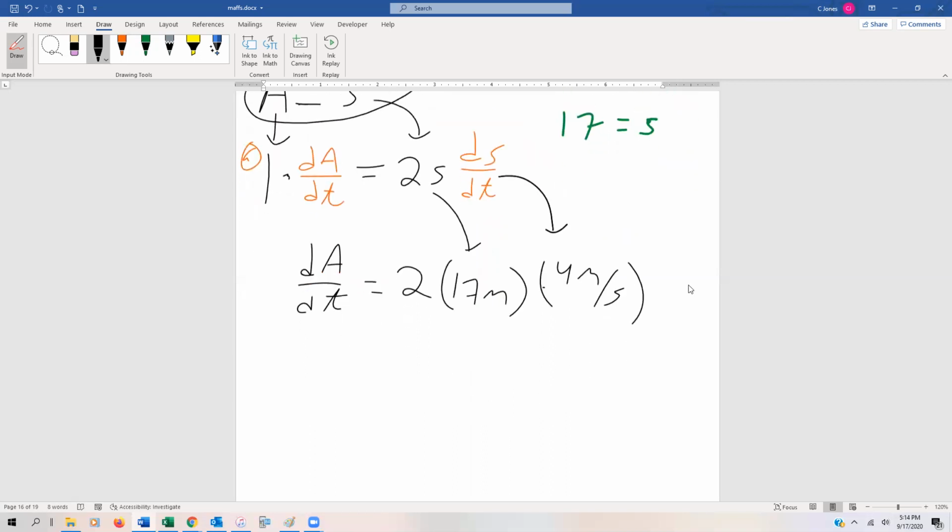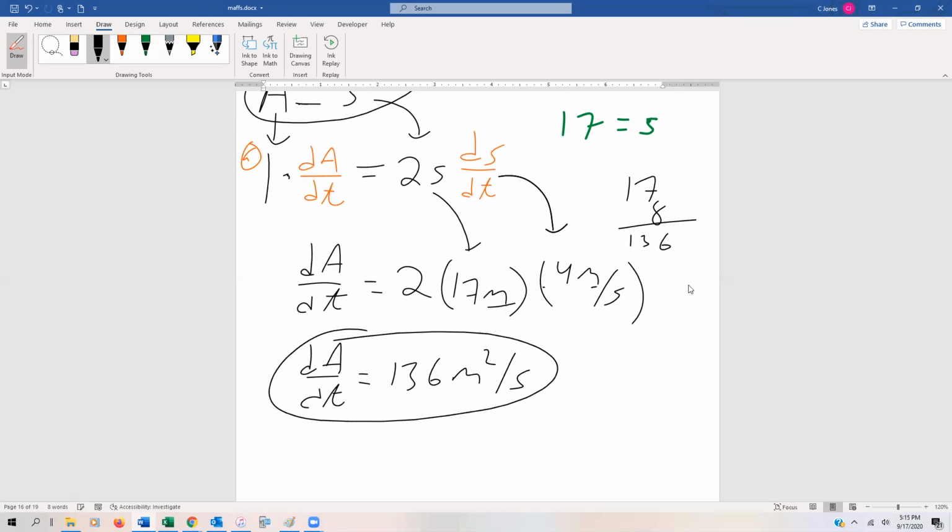Now all we do is multiply that out. So dA/dt is equal to 2 times 17, which is 34, and 34 times 4 should work out to be 132, I believe. Let me do it off to the side. 17 times 8, 136. Sorry about that, it's going to be 136. So this is going to be 136 meters squared per second. One thing we want to make sure of is that because it's a change in area, we have a square value going on.